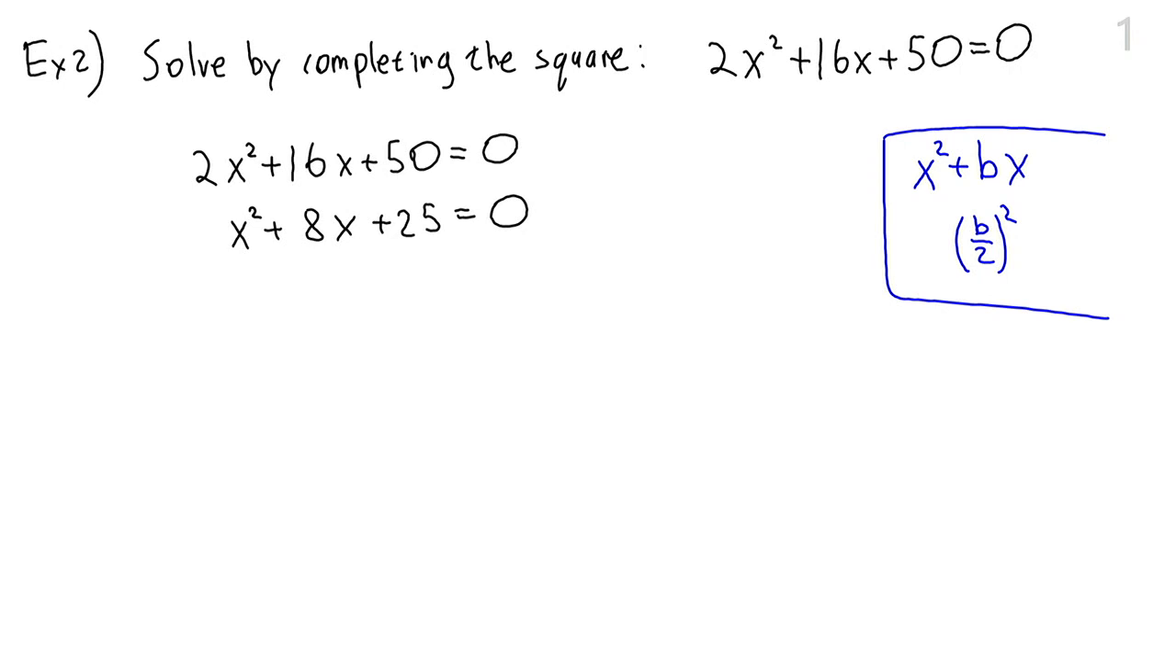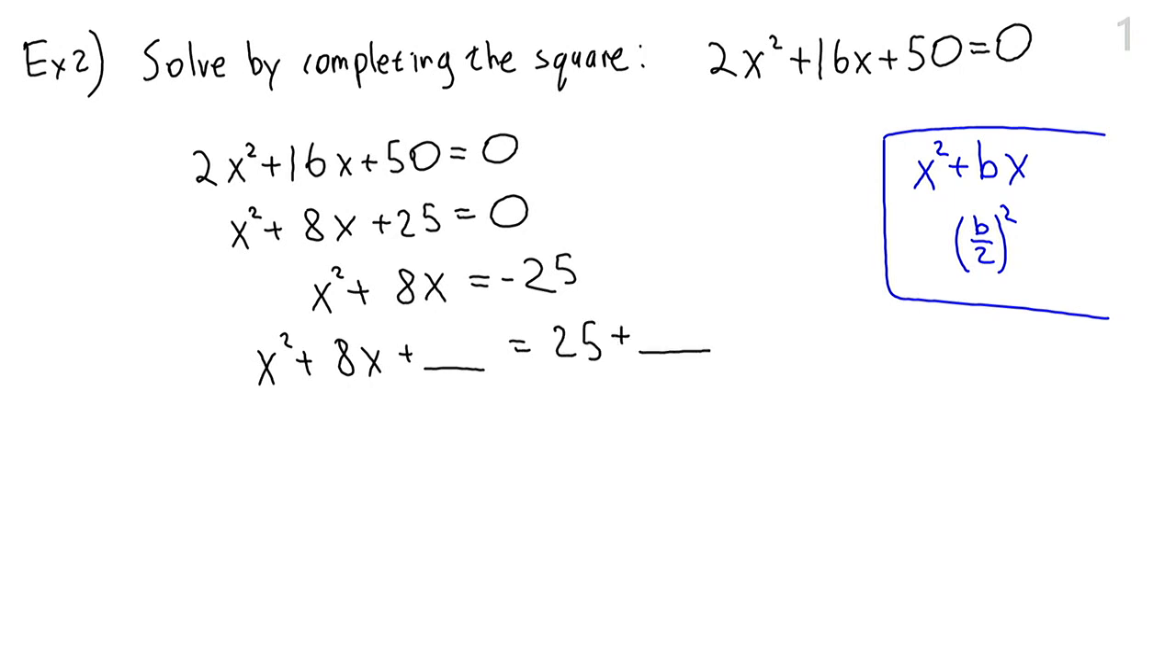Although you don't have to, what I prefer to do is to leave only that binomial on one side and put the constant over on the other side. You don't have to do this, but I think it makes it a little bit neater. And now we need to figure out what to add. We're going to add something to both sides to make the left-hand side a perfect square.